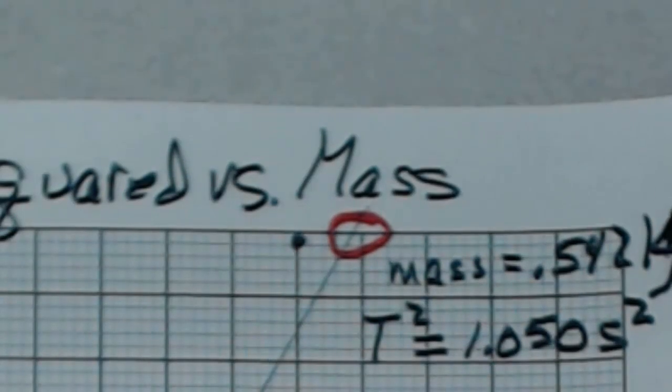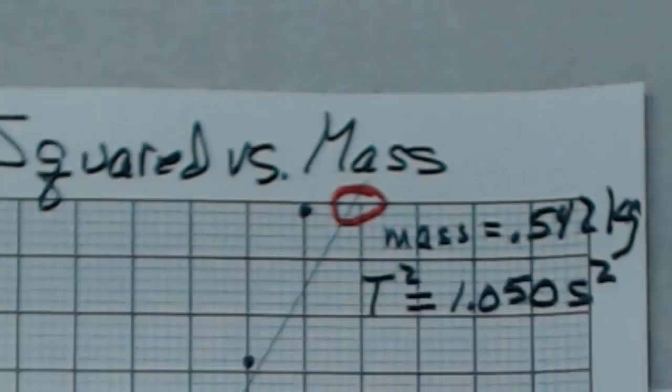And there's no reason you can't read a graph with that much precision. Record all the precision that you can and use that in calculating your slope. The t-squared is exactly 1.050 seconds squared, because that's what the top line on the graph represents.